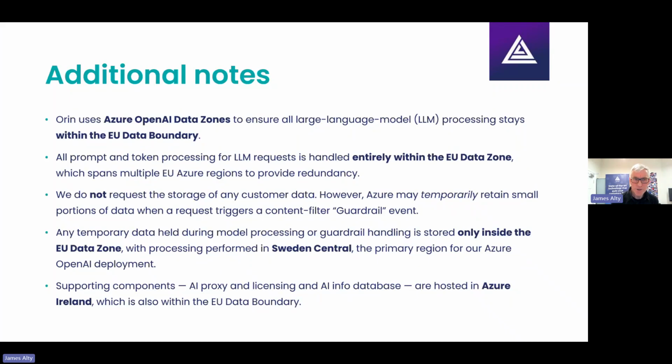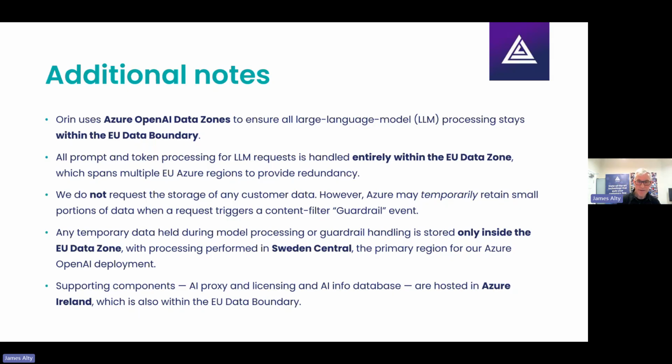I think I've touched on some of this. We stay within the EU data boundary. All the prompts and tokens from the large language model are handled within the EU. We don't request the storage of any customer data at all, so we don't train Orin, we don't ask Azure to store anything. But as we've flagged in italics, Azure may temporarily return small portions of the data when triggering a guardrail event.